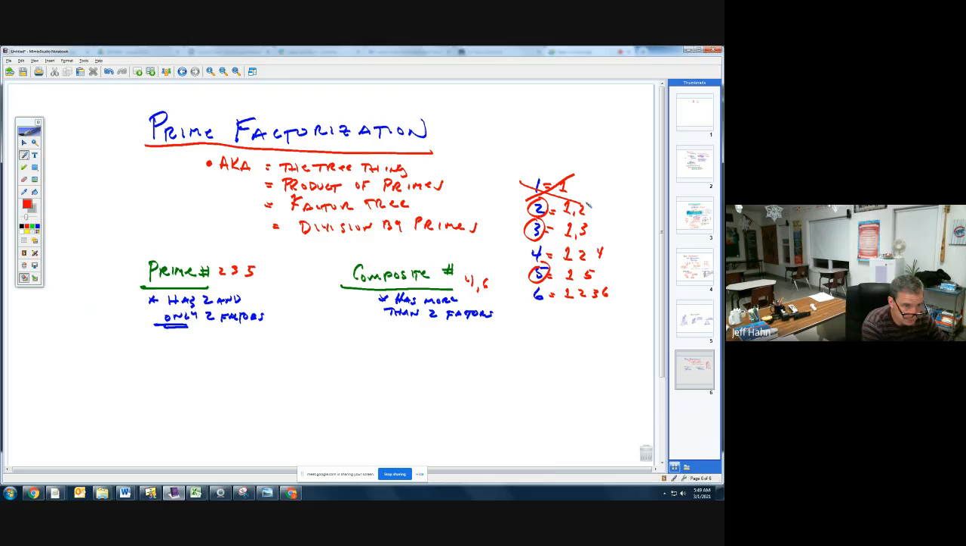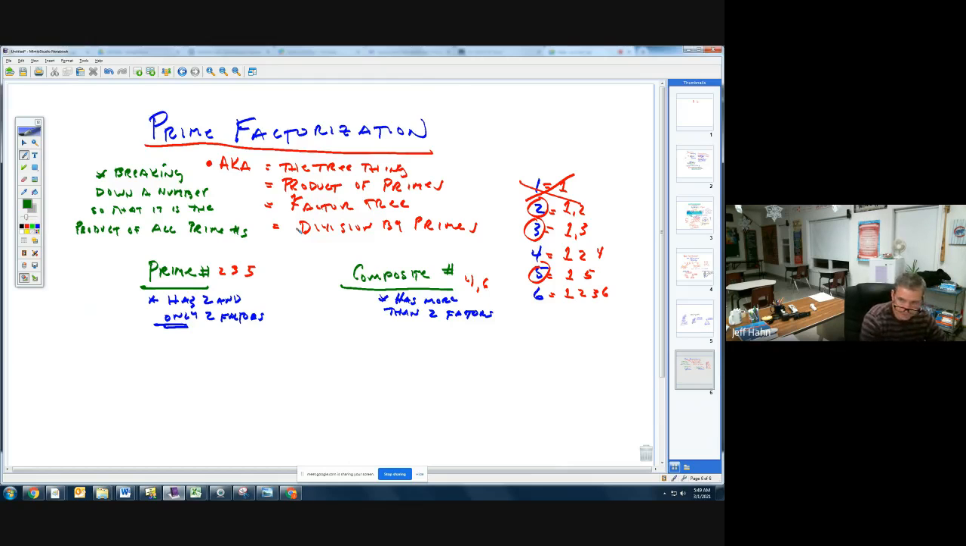So when we do prime factorization, what we are doing is we are breaking a number down, so that it is the product, which means the end of a multiplication problem, of all prime numbers.